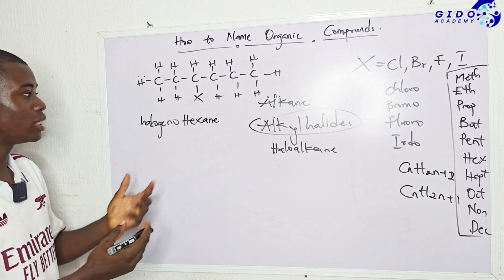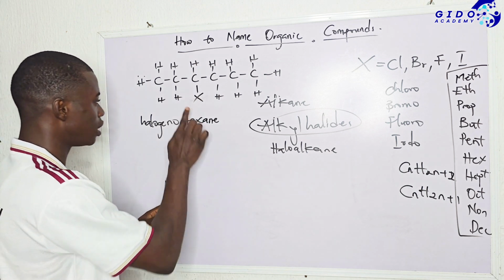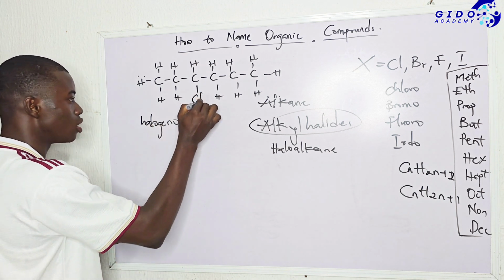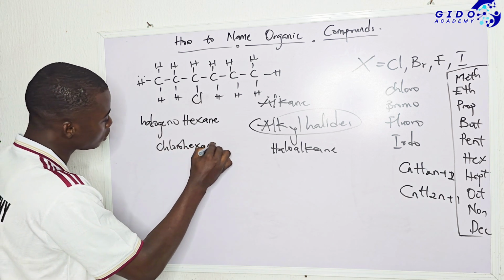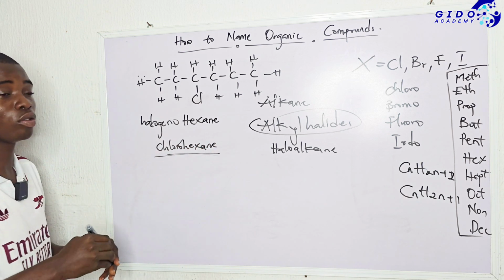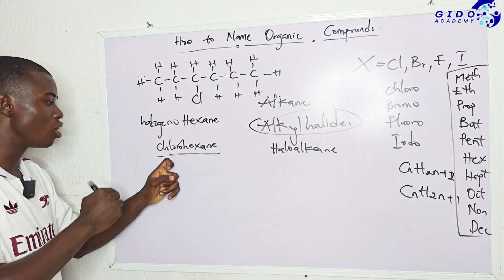Or halohexane. But let's assume that this is now replaced by chlorine. So let's say here is chlorine. So you now call it chloro what? Hexane. But if you still write something like this, they will mark it for you. But for me, I will fail it because you are not telling me the exact position of the chlorine.